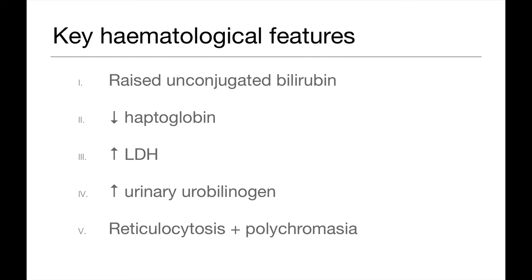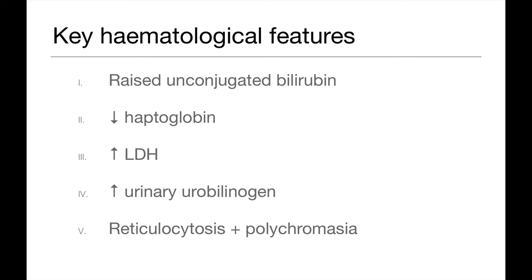In terms of the actual blood features to look for, they're pretty much the same in all types of hemolytic anemia, and this is therefore a really, really important list to learn. You'll see a raised unconjugated bilirubin, a reduced haptoglobin. Haptoglobin is a protein that binds free hemoglobin in the bloodstream and is then removed by reticuloendothelial cells. So if you're getting lots of this binding, lots of this removal, your levels of that will be low in a hemolytic process.